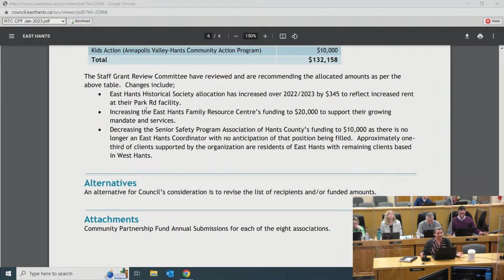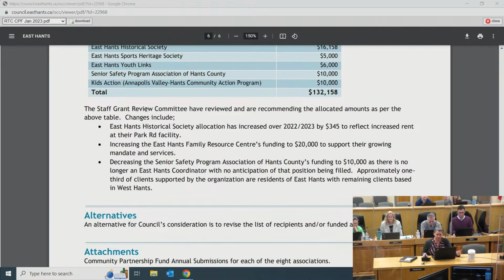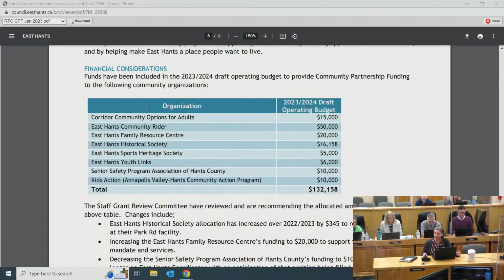The alternatives to this program, council can consider other values to the recipients, of course, as always. And you probably saw there were several attachments to that report, and we compile the standard reports from each organization and make it there for council's viewing.